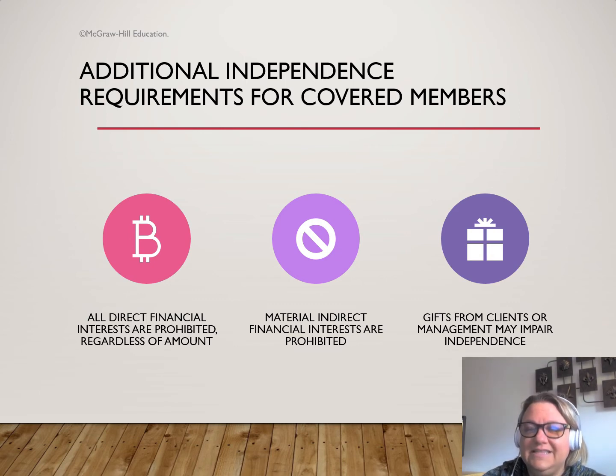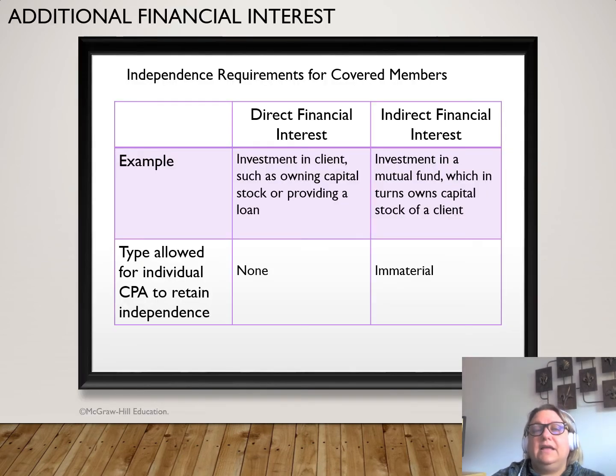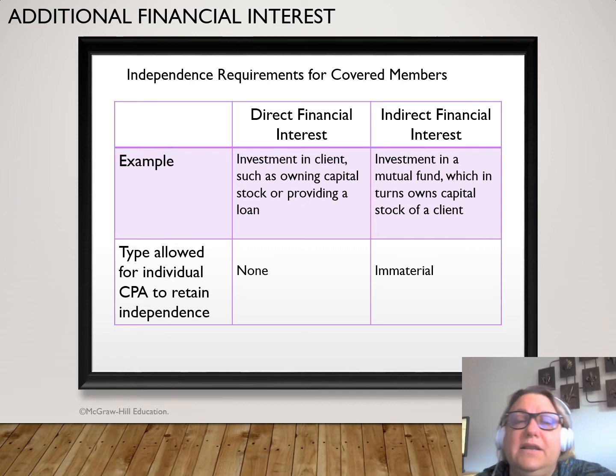It's a sneaky question. Gifts from clients also may impair independence: golf clubs, golf trips, vacations, anything too outrageous. One of the things when I was doing the review is they talked about an office running late, and they bought a pizza, late night on an audit, and the client brought in and shared some pizza with them. That's not really going to impair independence. Just heads up, pizza is a safe space. Okay, additional financial interest: the independence requirements for covered members.